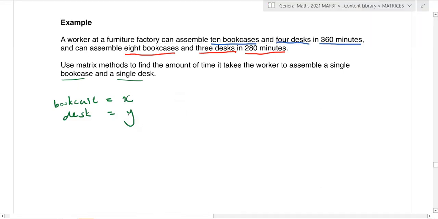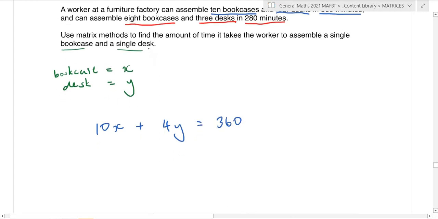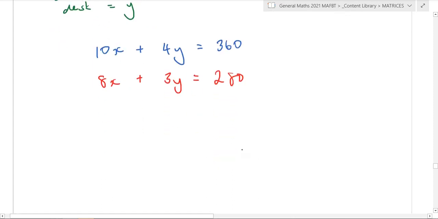Alright, so now let's put these into our formulas or our equations. So first equation here, it's 10 bookcases. Read the question. So 10 of the x's plus 4 desks. So 4 y's equals how many minutes? 360 minutes. Okay, next one is, okay, 8 bookcases and 3 desks. So 8x plus 3 desks, which is the y's, 3y, equals 280 minutes. All right, so same principle now. You've got your 2 equations there.